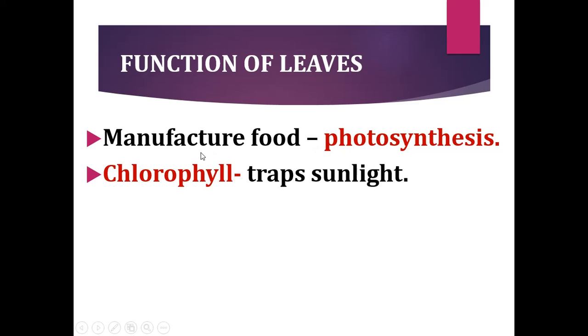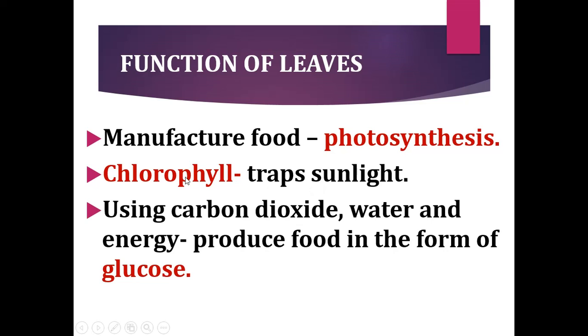So during photosynthesis, chlorophyll traps sunlight. Using carbon dioxide, water and energy, that is energy which they get from the light, that is light energy, will produce food in the form of glucose. Yes, so the main function of the leaf is manufacturing the food. That process is called photosynthesis.